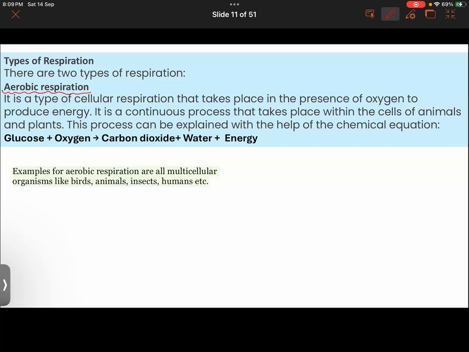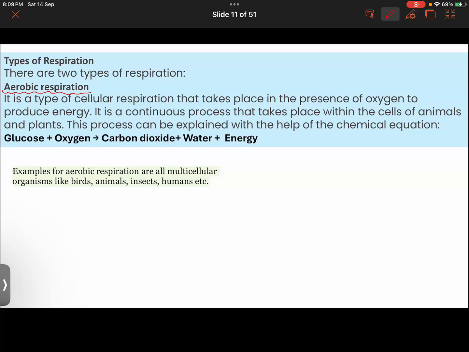Aerobic respiration. It is a type of cellular respiration that takes place in the presence of oxygen to produce energy. It is a continuous process that takes place within the core cells of animals and plants. This process can be explained with the help of the chemical equation: glucose plus oxygen equals carbon dioxide plus water plus energy. Examples of aerobic respiration are all multicellular organisms like birds, animals, insects, humans, etc.